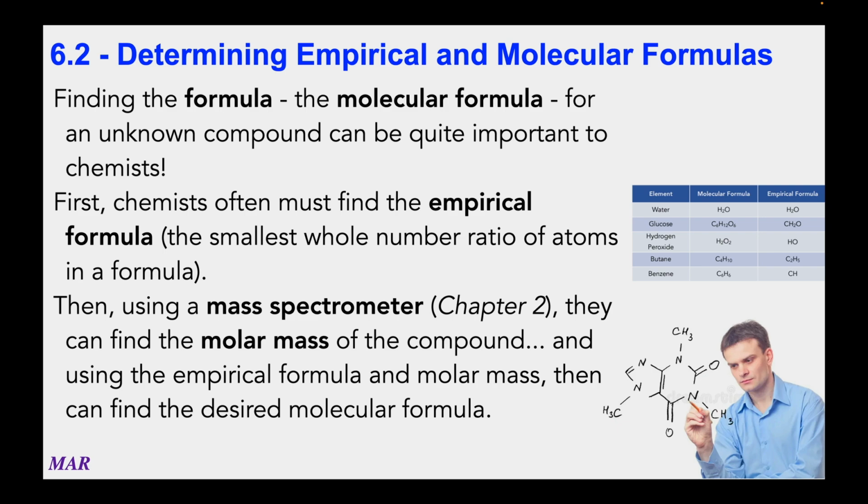etc., etc. If a chemist has the empirical formula, they can use a mass spectrometer, which we talked about in chapter 2, to find the molar mass of the compound. And between the molar mass of the compound and the empirical formula, you can find the desired molecular formula. So we're going to explore this whole pattern, this pathway, in this section, and I'll show you how chemists do it.